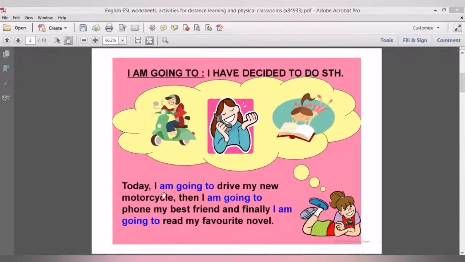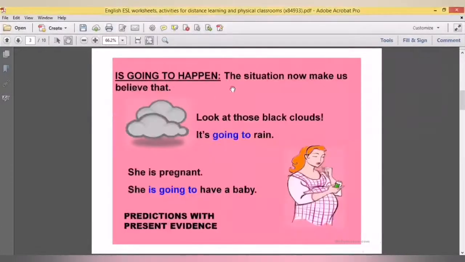Just like this piece of text that you see here: today I am going to drive my new motorcycle. Then I'm going to phone my best friend. And finally, I am going to read my favorite novel. This girl here has decided to do these activities, right? It's clear, right? So when you use the be going to construction, it is about a clear decision that you have taken. Okay? So what else?